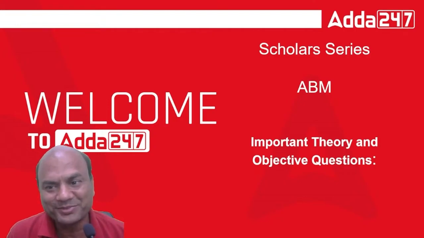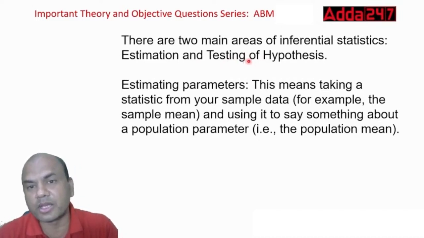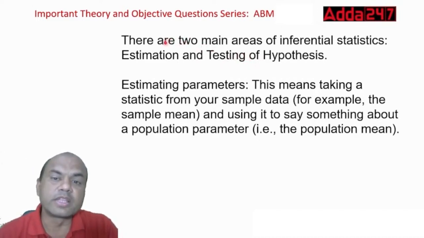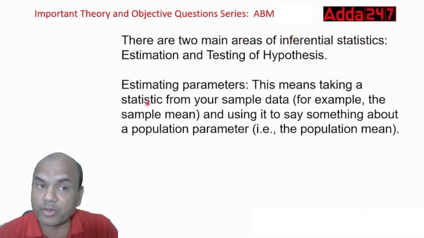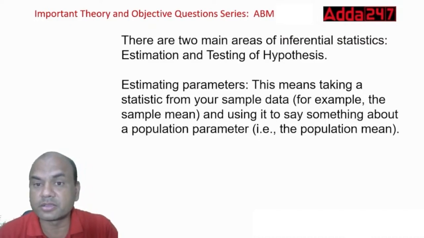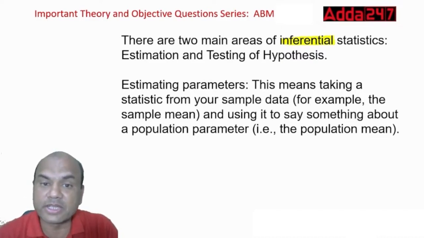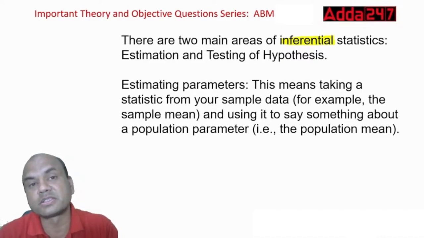Let's start. So today we'll be studying some theory and some part of the numerical over here. Okay. So there are two main areas of inferential statistics. Now this is an important topic in your ABM. Inferential means from which you can draw the inferences. One is estimation and second is testing of hypothesis.